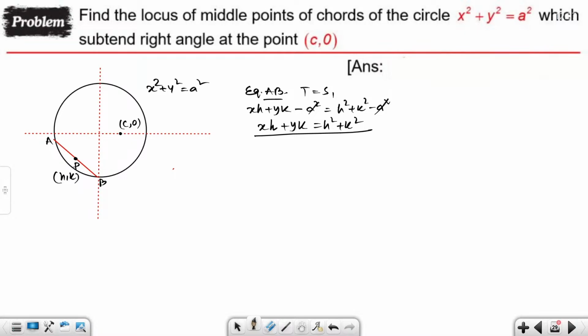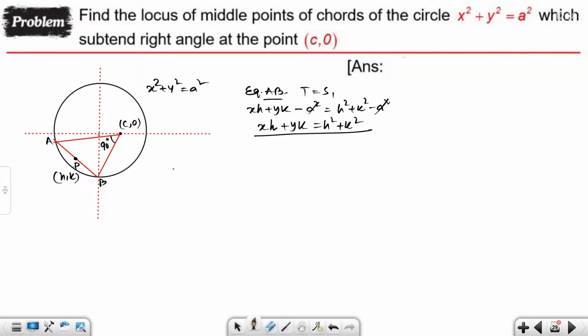Now, what to do? Now, if I join these two lines, this angle, what they are saying is basically 90 degrees. That is, they are saying that this angle is 90 degrees. Now, how to find out? How to find out the relation between H and K with the constants given? How to do it?